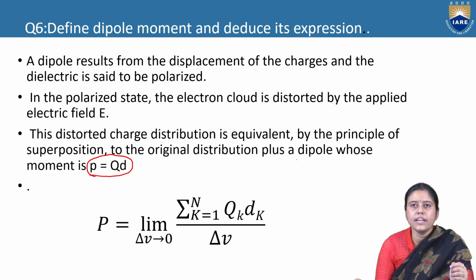So the equation, if it is for one charge, is P is equal to Q by D. But practically there is a lot of charge in any conductor. We can write P is equal to the sum from K equals 1 to N of QK dK by delta V, limit delta V tends to 0.